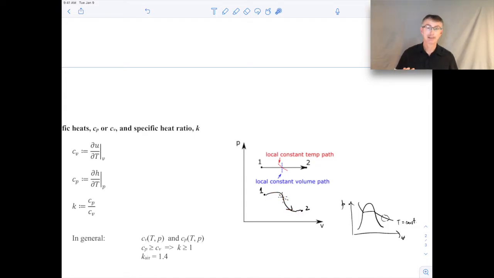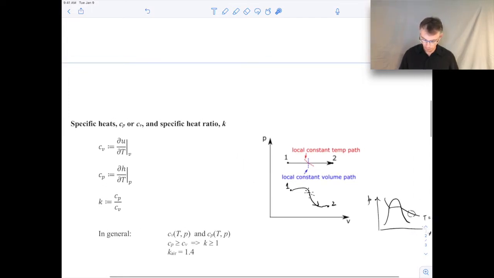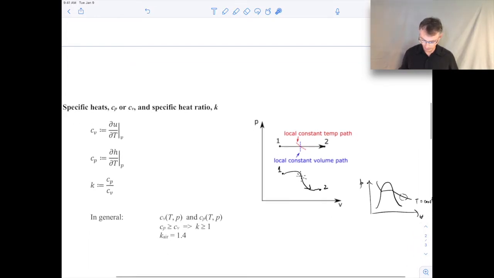C sub V and C sub P just mean that the specific heat is calculated for local conditions. If you imagine at some point on this path what it would look like if you had a local constant volume or local constant pressure process, the whole process doesn't have to act that way. It's very important that you realize you don't have to use C sub V only for constant volume processes and C sub P only for constant pressure processes. You can use them for any kind of process. The sub V and sub P just refer to calculating that specific heat locally in an imaginary differential constant volume or constant pressure path. Hopefully that makes sense to you.